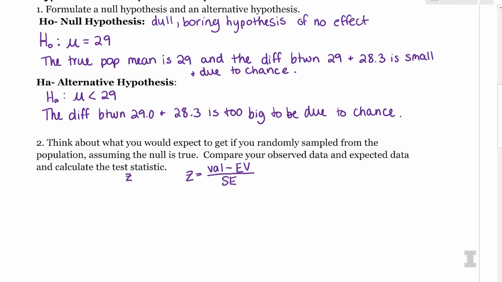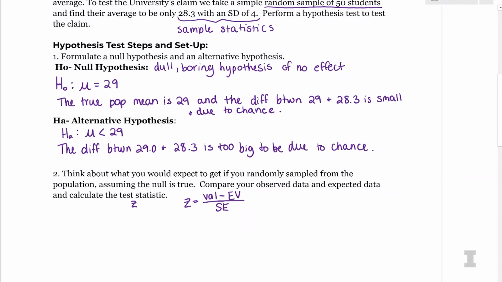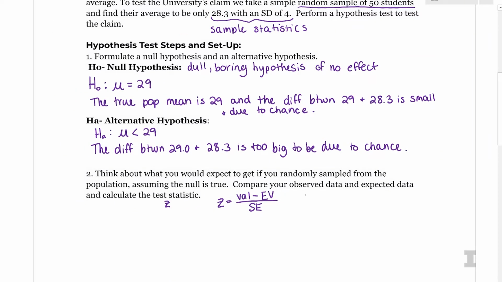So my value in this case is what I got in my sample, which was the 28.3. My expected value of the average is just the average. I can even write that down. Expected value of the average is just the average of the population, which we're assuming to be 29. So remember, assume the null is true until proven otherwise. And then the standard error, this is where I'm going to need your help.